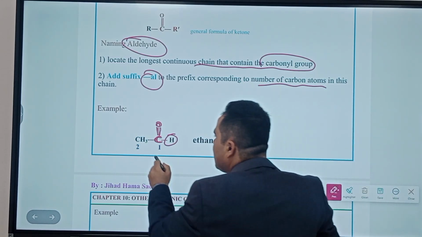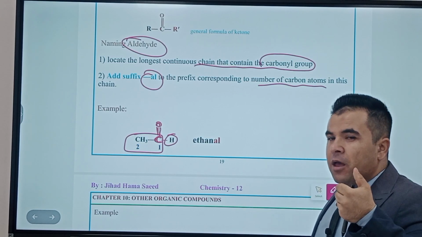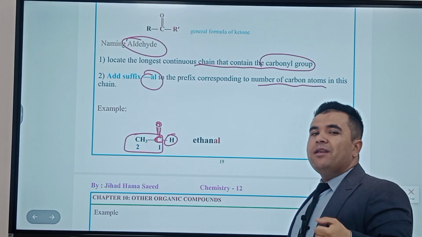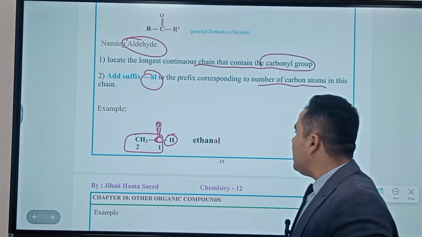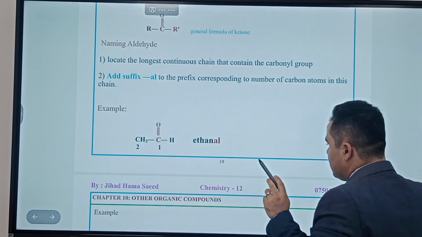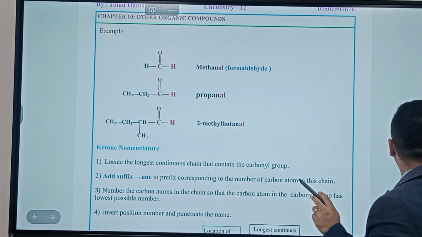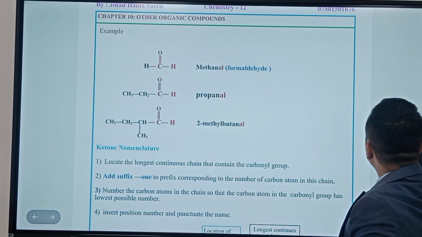And then we have another CH3. So how many carbons do we have? It's ethane, but it becomes ethanal for the aldehyde. So it's ethanal. Let us have more examples, and then we will name the ketones as well.